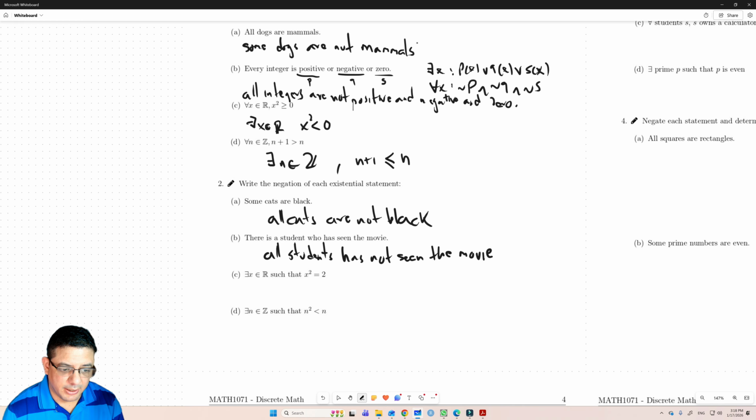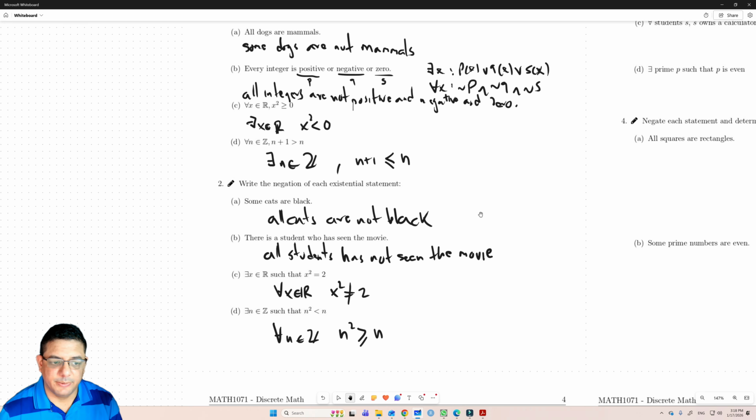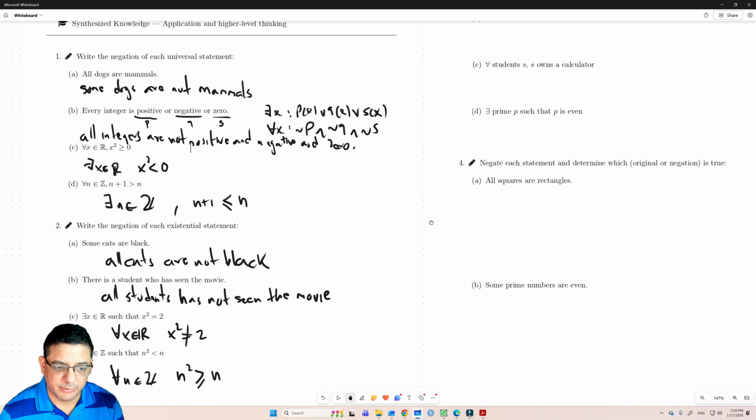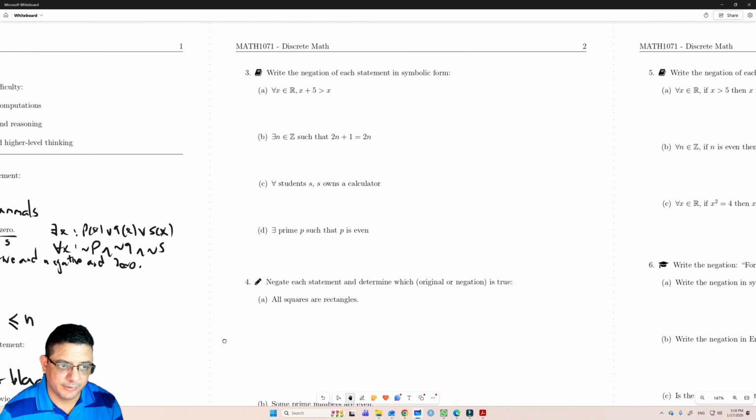Okay. Now in C, for all x that belongs to R, and then we negate the predicate, x squared is different from 2. If we negate this one, we'll have for all n that belongs to C, n squared is bigger or equal than n. All right. So once again, we're always flipping the quantifier and negating the predicate.